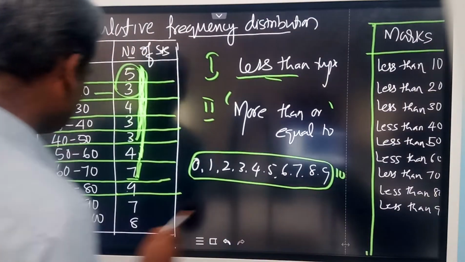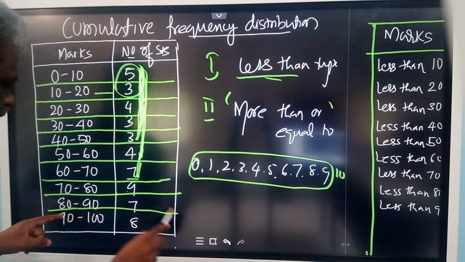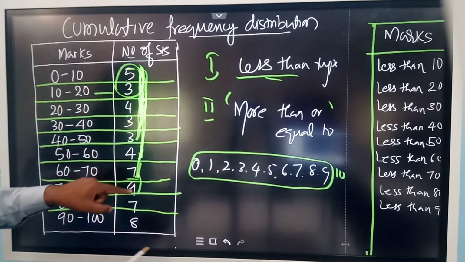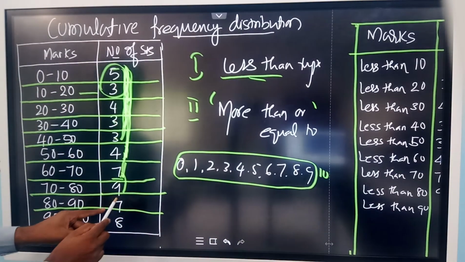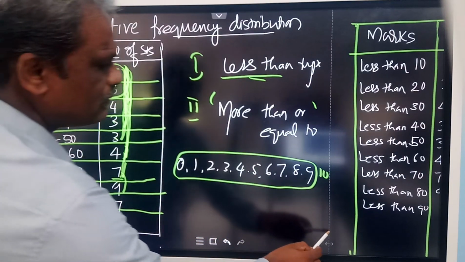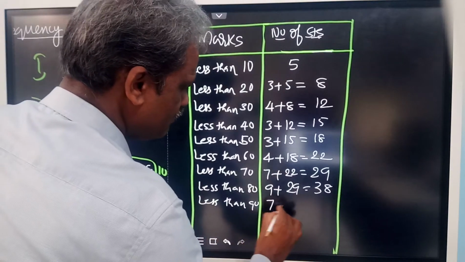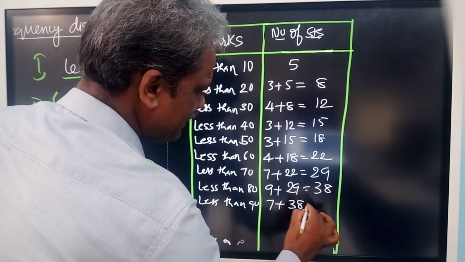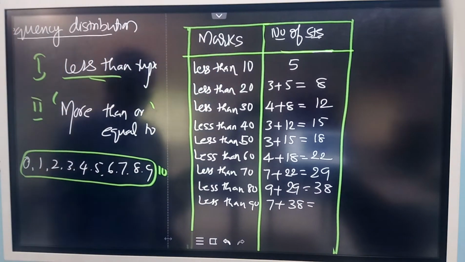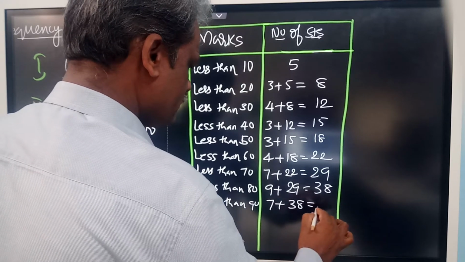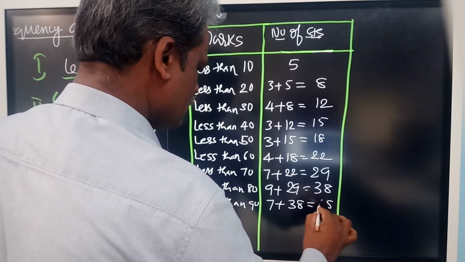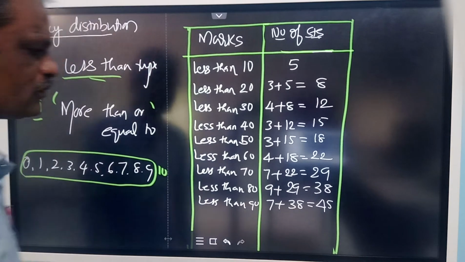Now then, less than 90. So less than 90 means up to here. You are having the sum up to 9. So that is up to 9. What is the sum you are having? That is 38 plus 7. So you can add 7 plus this previous sum 38. So 38 plus 7. What is the sum? 45.